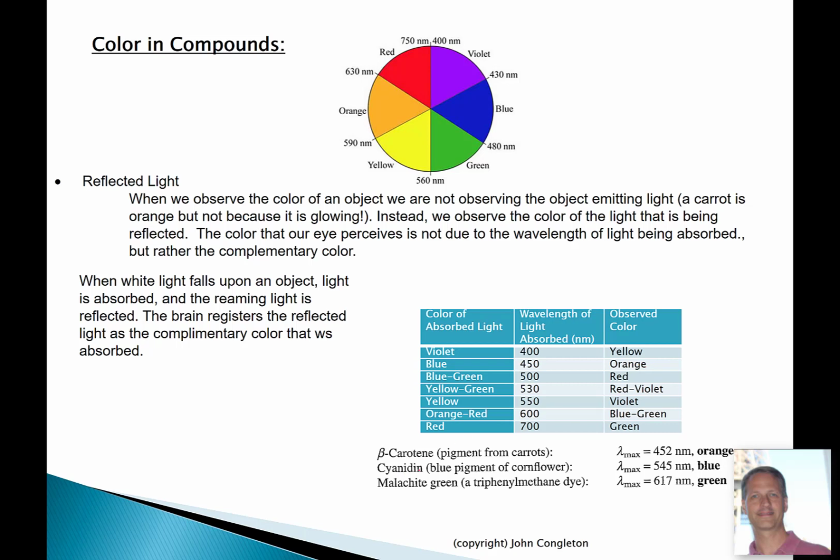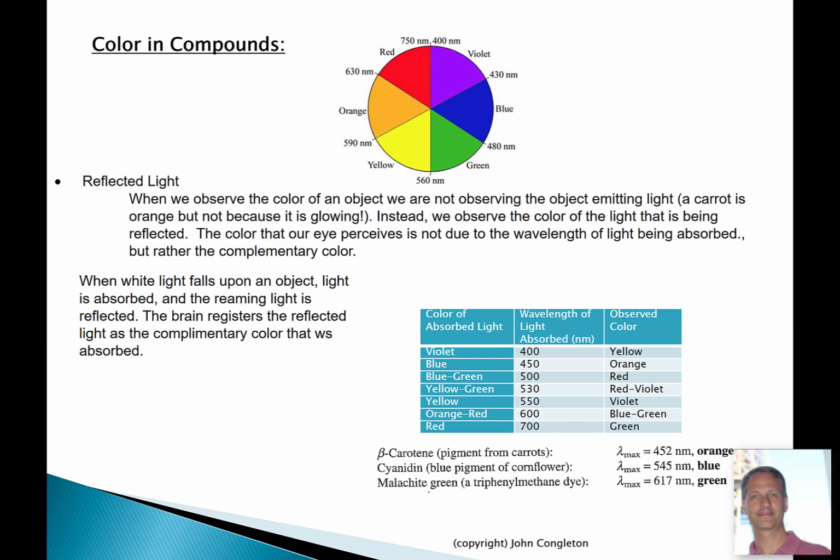So beta carotene, looking down here below, that's the pigment from carrots. The lambda max of that is 452, so it's absorbing at 452. We come up here, that's right here, in that blue region. So it's absorbing that color, but we perceive it as being orange.